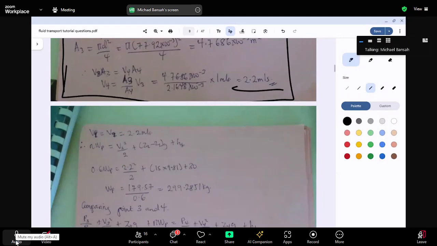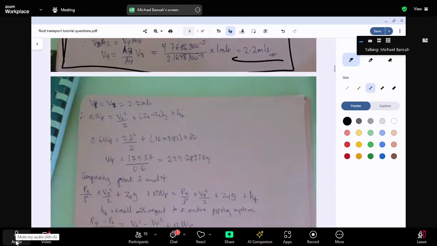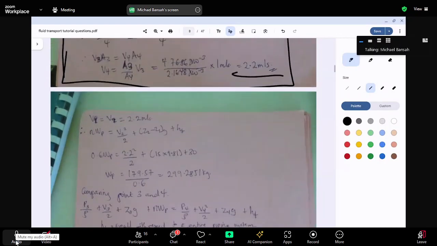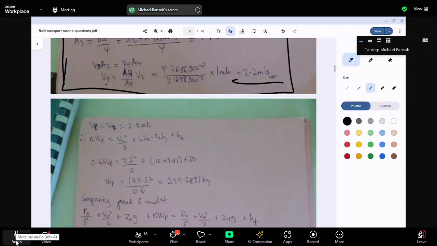Now, after finding the velocity at point 4, I can say the velocity at 4 is equal to the velocity at 2, knowing that through the pipe, the same velocity will flow. If you remember this, the fluid will flow at the same velocity. Knowing this, V4 will now be equal to V2. That's 2 meters per second. So I can substitute the value of V2 in there.